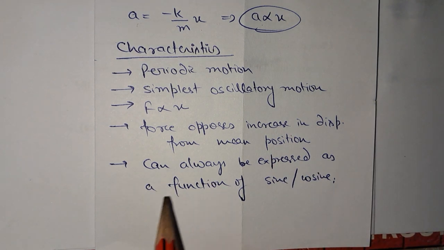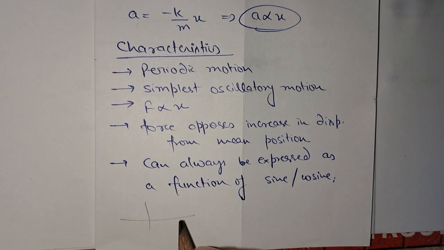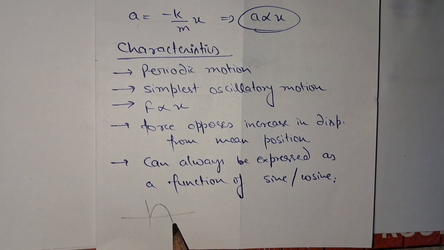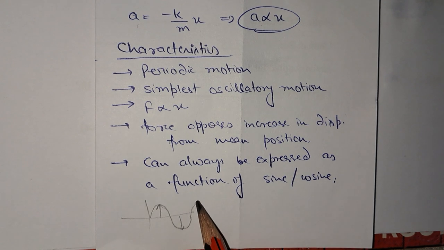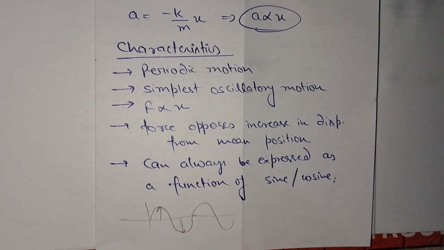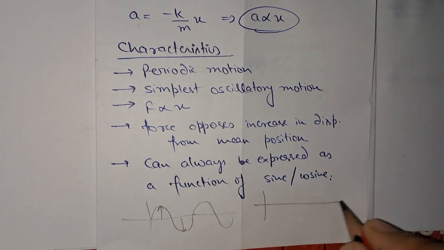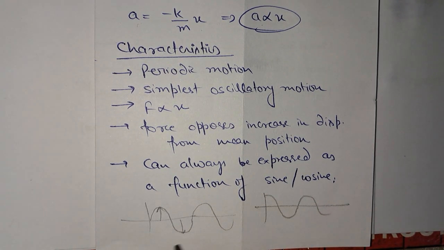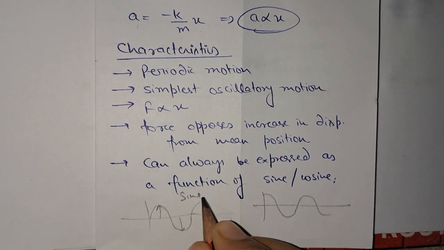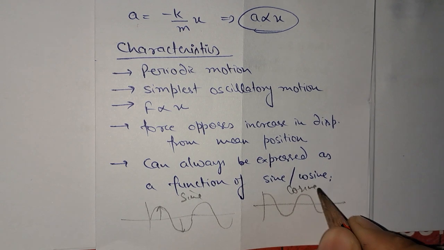And it can always be expressed as a sine function or cosine function. You can see that first the values come positive, then negative, then positive, then negative, so it can be considered as simple harmonic motion. Similarly in the case of cosine also. So this is the sine function and this is the cosine function.